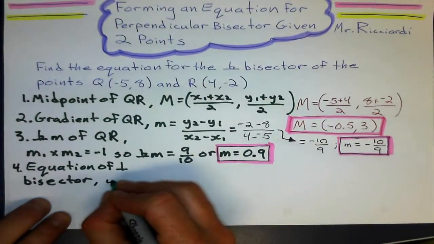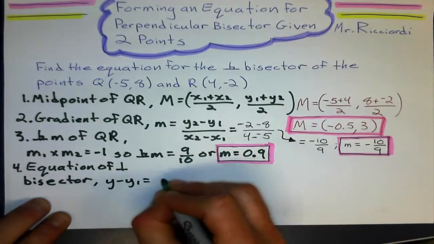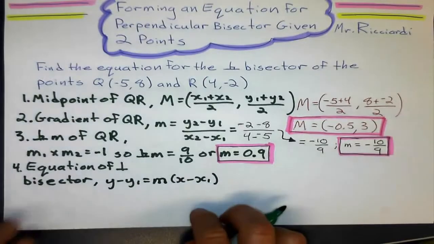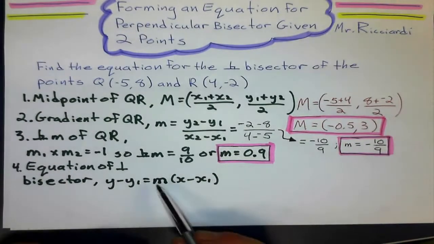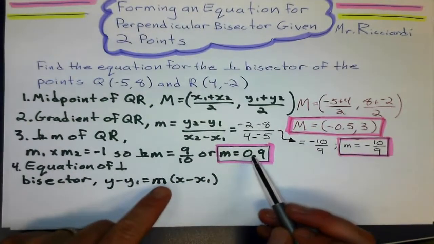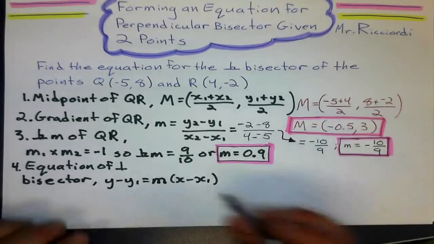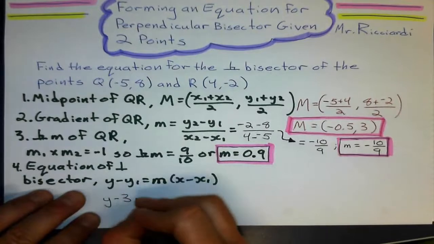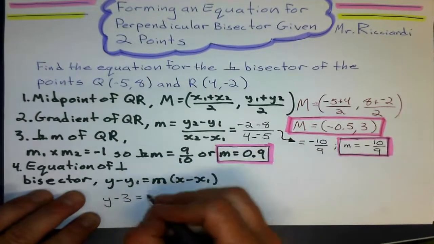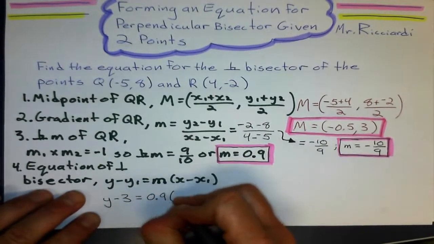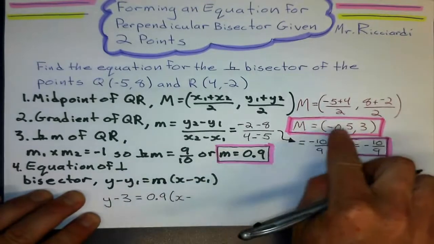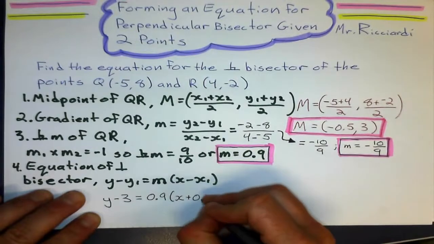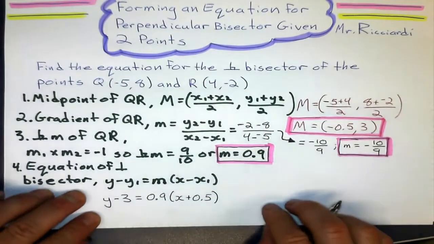Finally, the equation of the perpendicular bisector. We'll use the formula y minus y1 equals m times x minus x1. Now, I use the perpendicular gradient here, and I use the midpoint here for x1, y1. So I have y minus my y-coordinate, which is 3, equals my gradient, which is, I'll use 0.9, times x minus my x-coordinate, which is -0.5, which makes it plus. Minus a negative is plus.